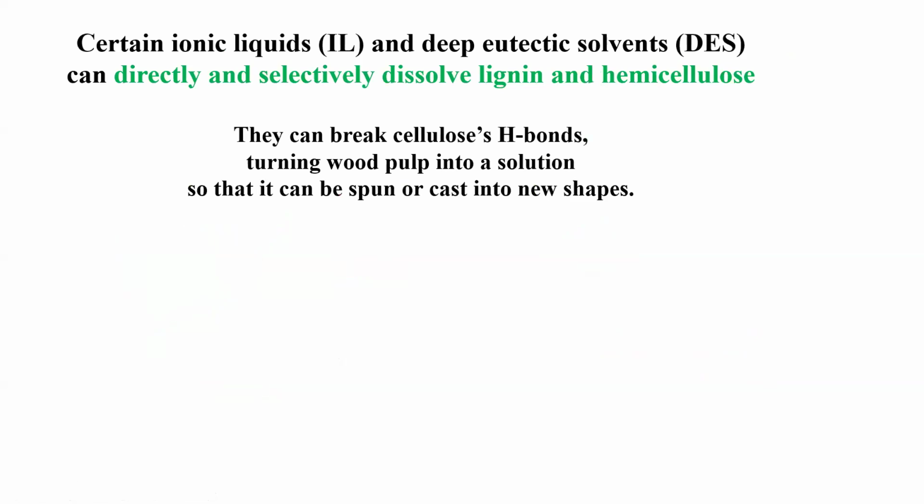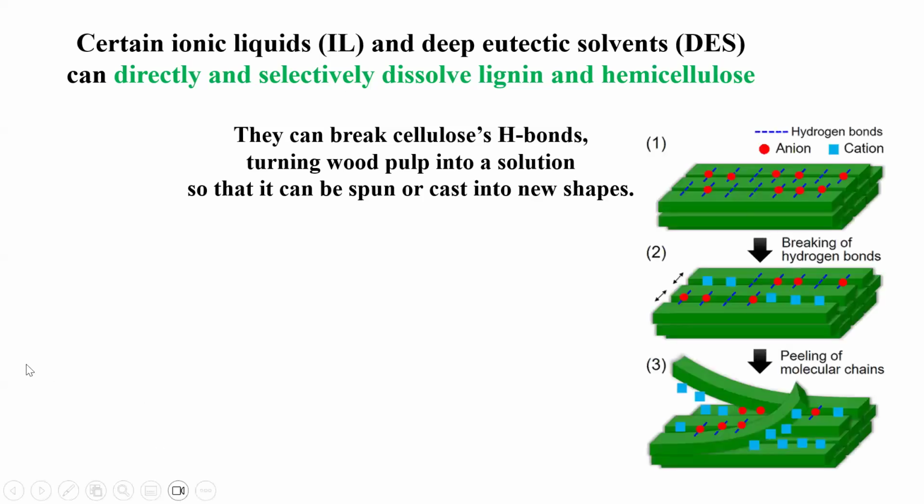I want to mention this is actually more what we are also doing, because we also have a project with biomass and cellulose, where we use ionic liquids and deep eutectic solvents. And they can directly and very selectively dissolve lignin and hemicellulose. So they can break these hydrogen bonds and turn wood pulp into a solution so that it can be spun and cast into new shapes.